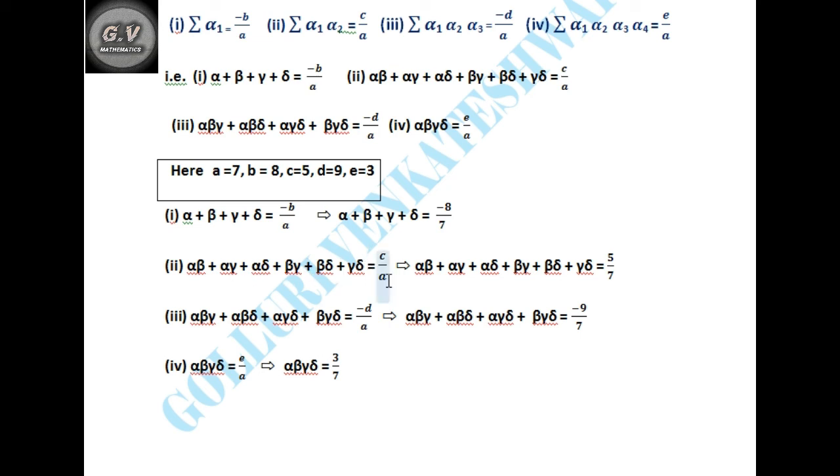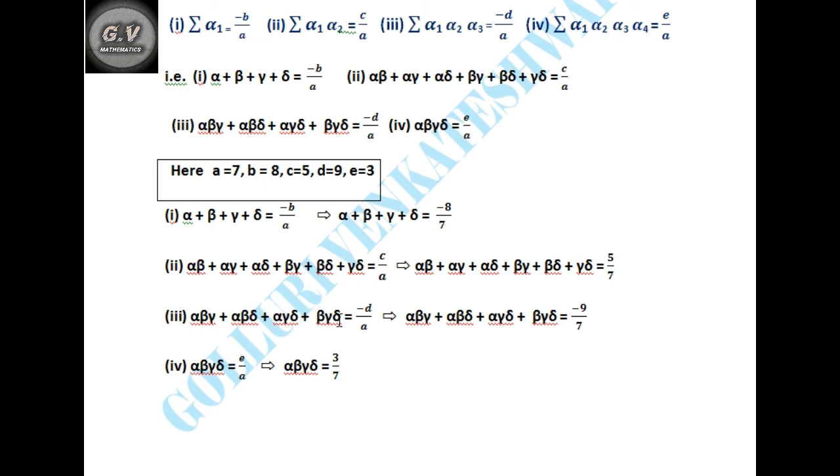What about the c value here? The c value is 5. Next, the a value is 7. So 5 by 7. Next, the product of all the zeros. Sigma alpha 1 alpha 2 alpha 3 is equal to minus d by a. What is meant by sigma alpha 1 alpha 2 alpha 3? It is nothing but the sum of all the possibilities of product of 3 zeros taken.